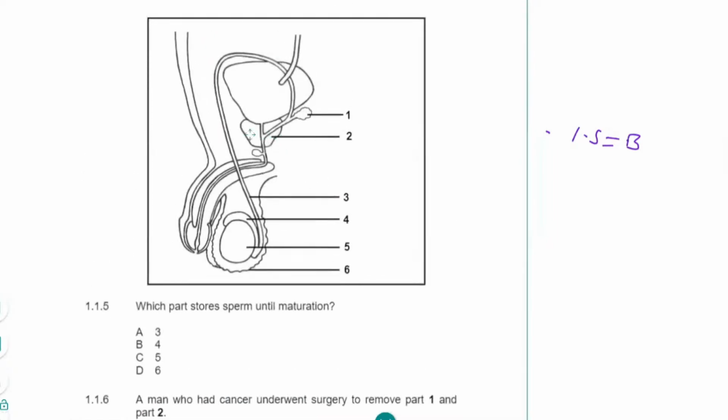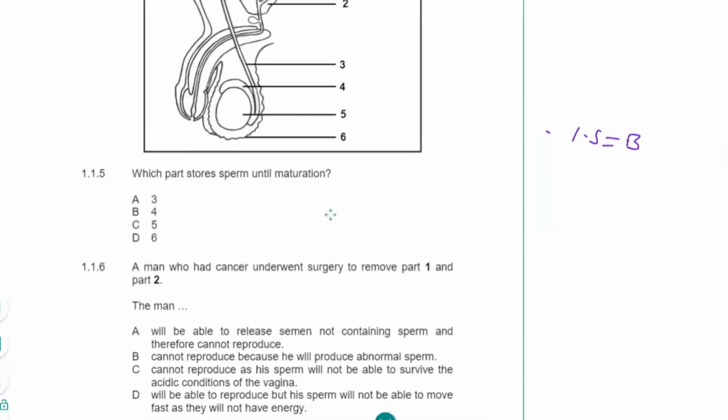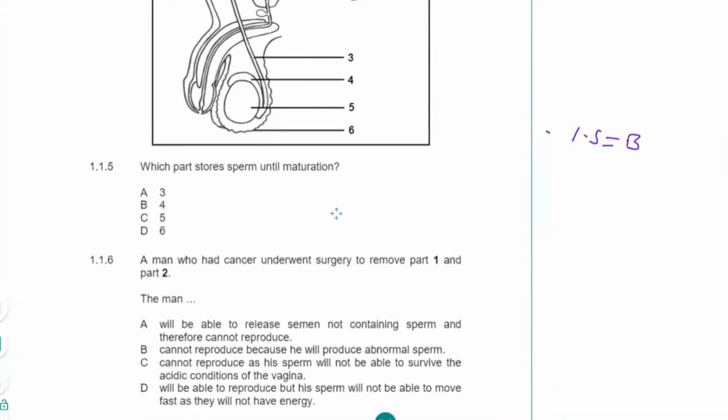Why? Because the prostate gland was removed. So now I ask myself, if the sperms cannot survive in the acidic nature of the vagina, is there any other way the sperm can survive without this? The answer is no. All right, let's go to this.